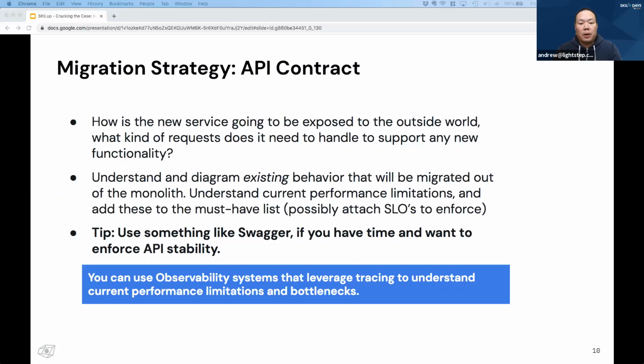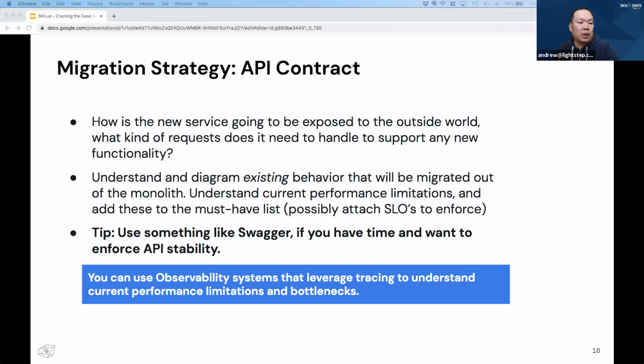This is something where observability systems leveraging tracing can really help because it will show you these code paths in your existing monolith, as well as the same behavior in your new microservice. Without tracing, this is very difficult to do because looking through log files and metrics won't be able to tell you if certain methods or components are being called and in what situations.